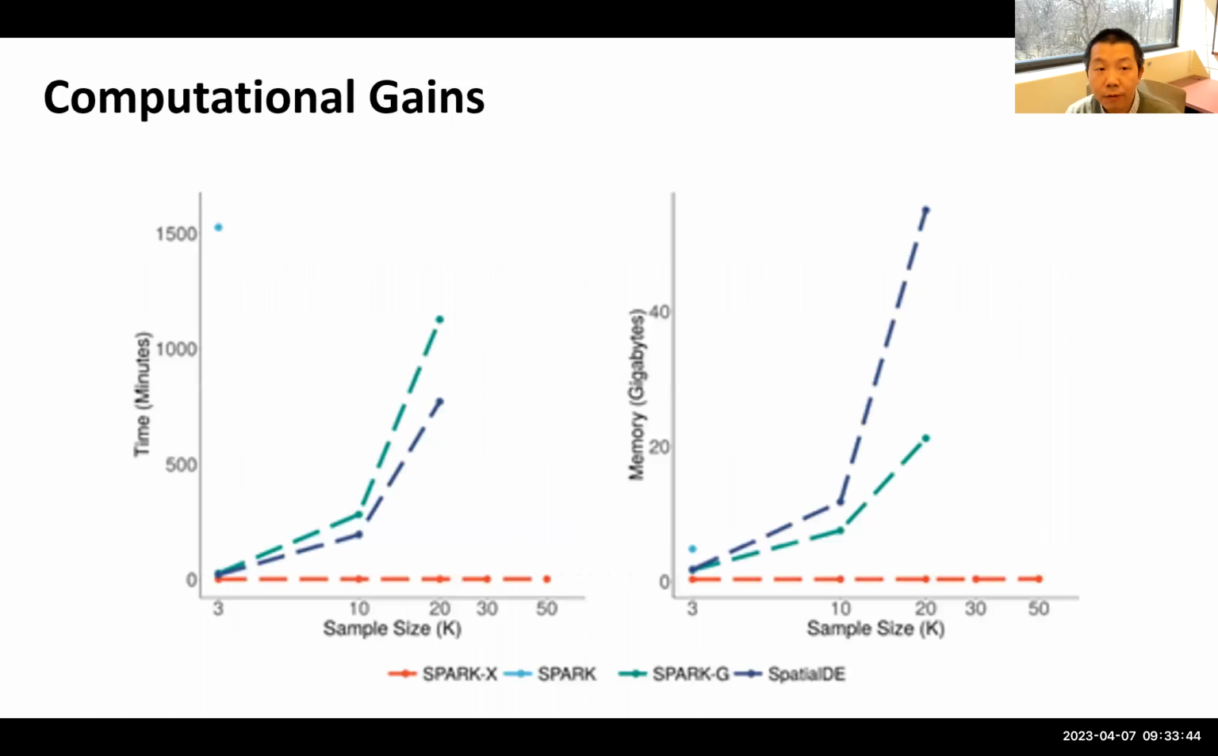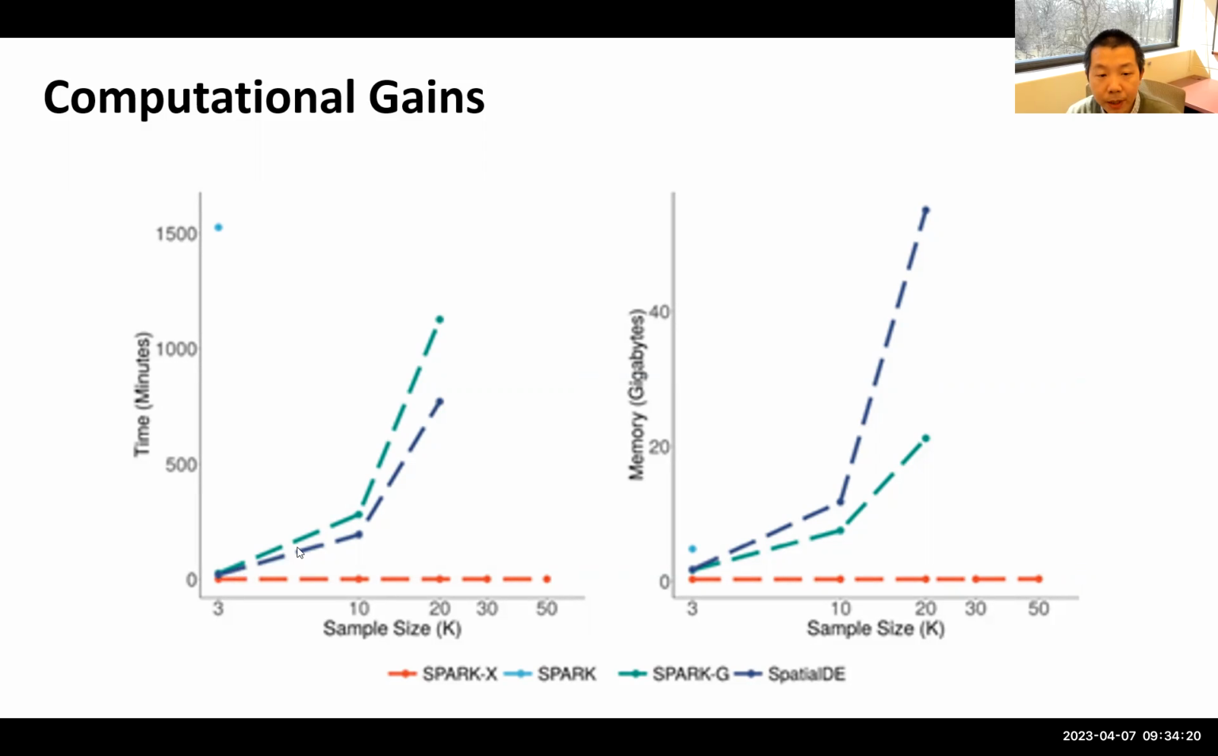So we can take a look at the computational gain. Over here we see two plots. One is showing the time versus sample size on the left-hand side, and on the right-hand side we have memory requirement versus the sample size. The sample size means the number of measured locations on the tissue. So you can see SPARK, which is a blue dot. It's very powerful, but it's not that scalable. So you can see that it's very slow. You can handle thousands of locations, but once it's exceeding, say, 10,000, 20,000, it's getting very slow.